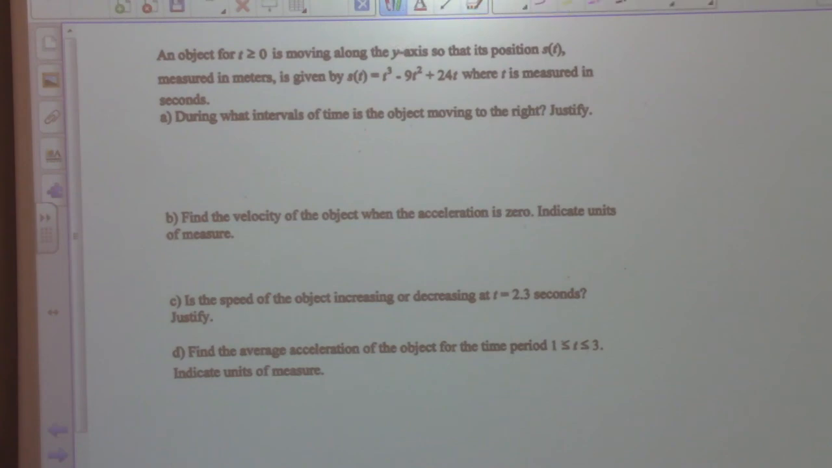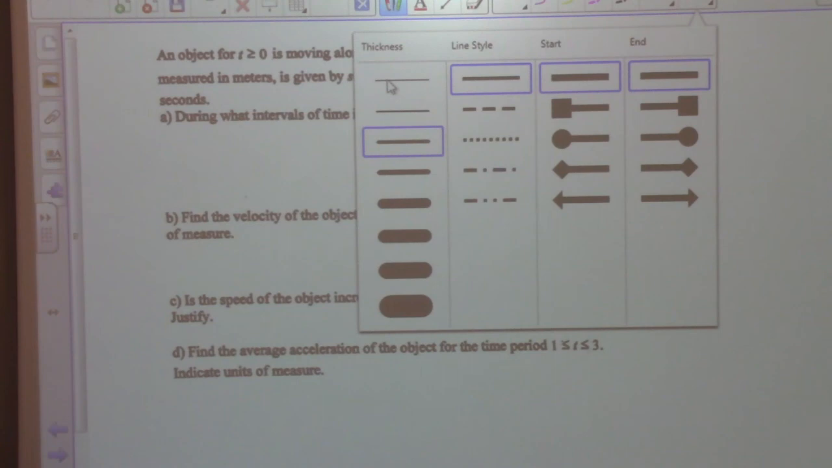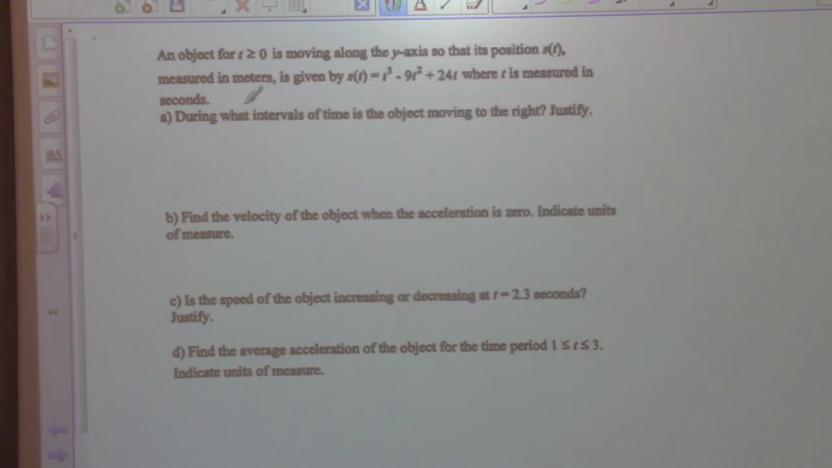Let's go over this right here. An object for t greater than or equal to 0 is moving along the y-axis. Usually I told you that we're talking about the x-axis. Well, here's an example of a y-axis, but it ends up being essentially the same thing. We have our position, in this case s of t, measured in meters, given by this equation here, where t is measured in seconds. During what intervals of time is the object moving to the right?